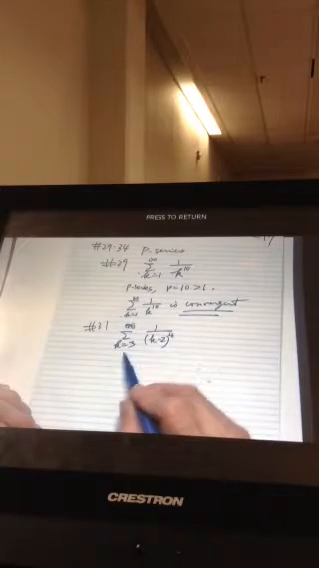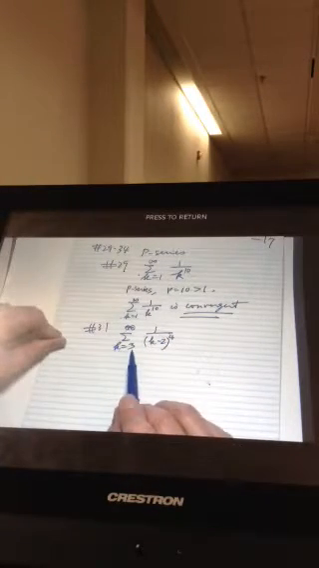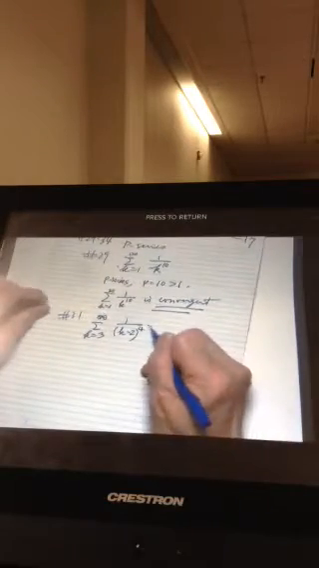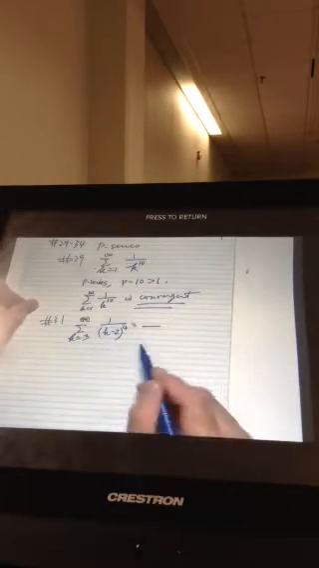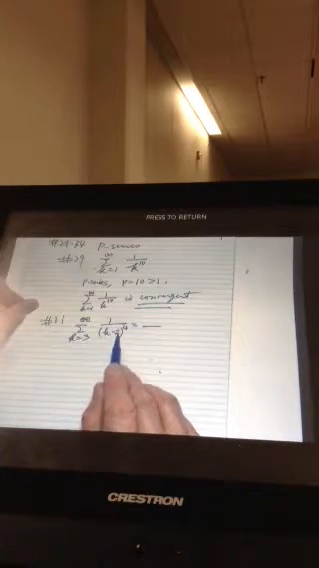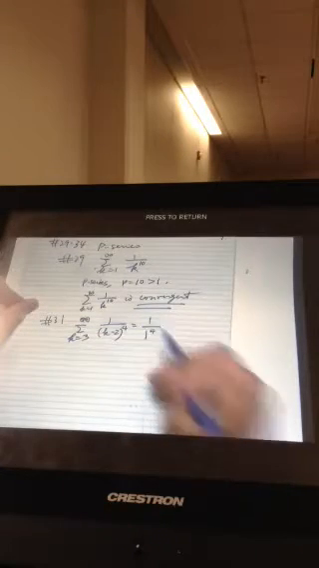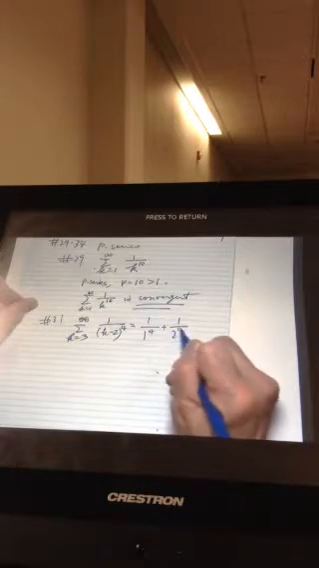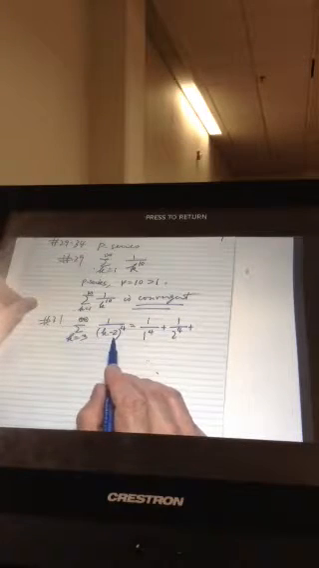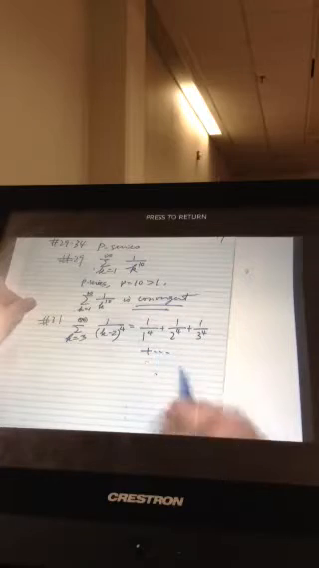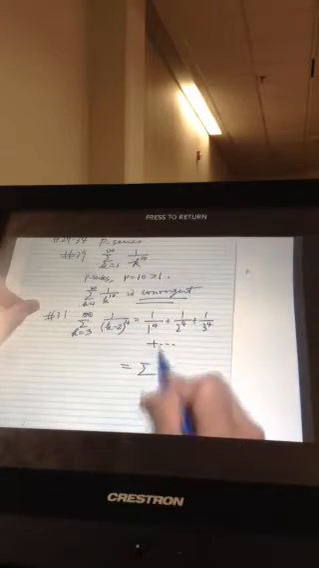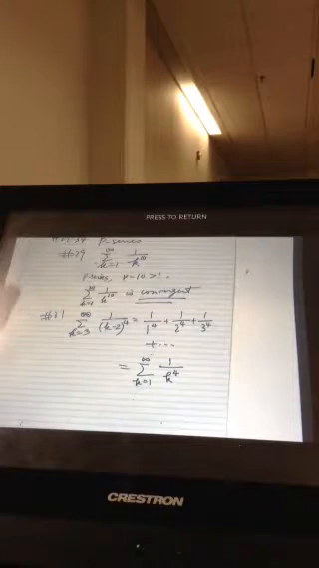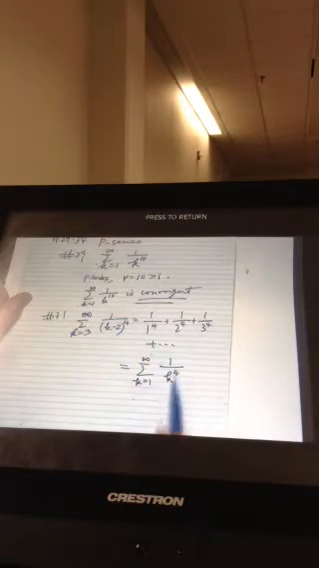Let's think about it. Let me just write it out so you see what's going on. It looks horrible, but actually it's very simple if I write it out. When k equals 3, 3 minus 2 is 1, right? 1 to the 4 is here. When k equals 4, 4 minus 2 is 2. When k is 5, 5 minus 2 is 3. So this is really 1 over k to the 4, k from 1 to infinity, because once I write it out, I see this guy is this guy.